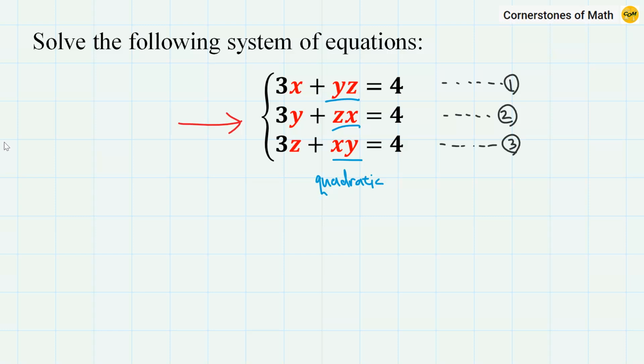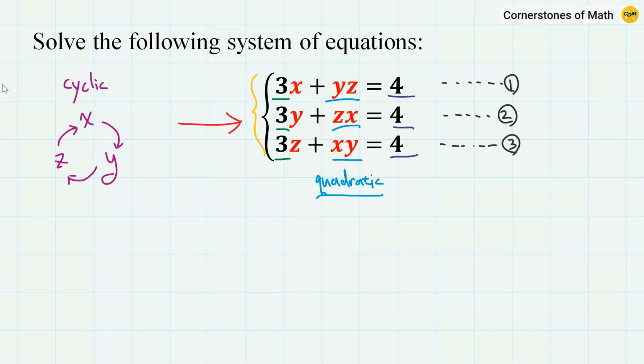For example, all of these equations have the same coefficients for linear terms, which is 3, and come to think of it, they also have the same coefficients for quadratic terms, which is simply 1, and they have the same constant terms. Moreover, these three equations are cyclic. Therefore, what we can do here is to calculate the differences between two equations.